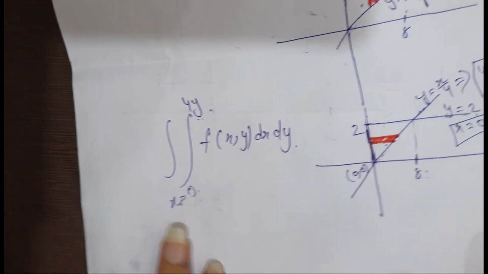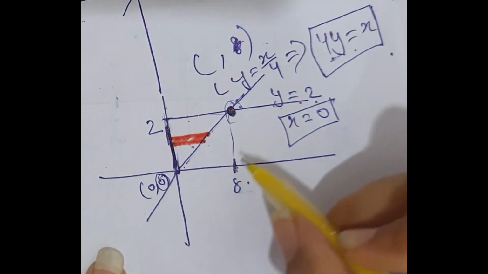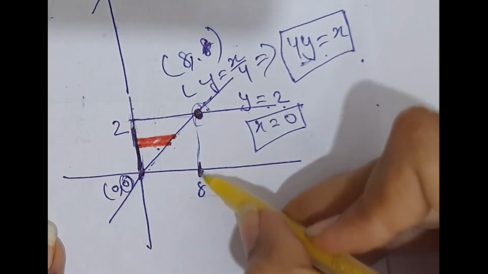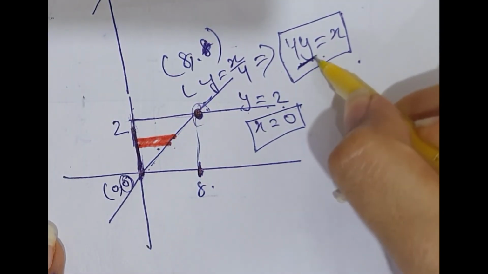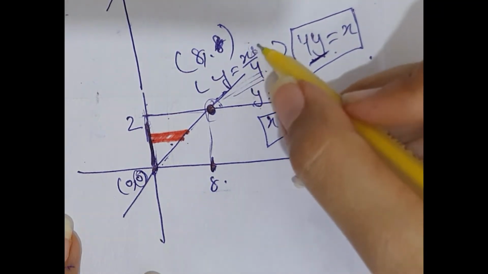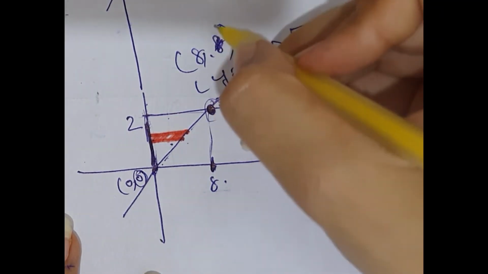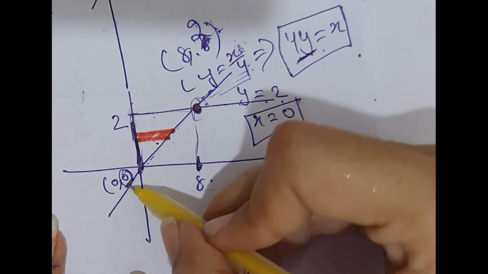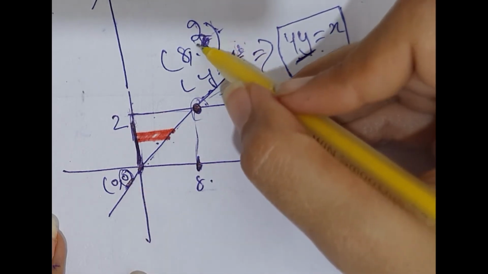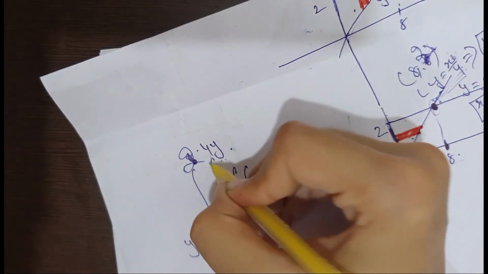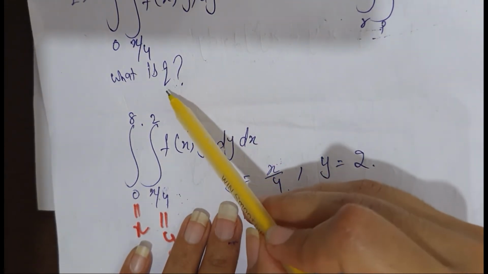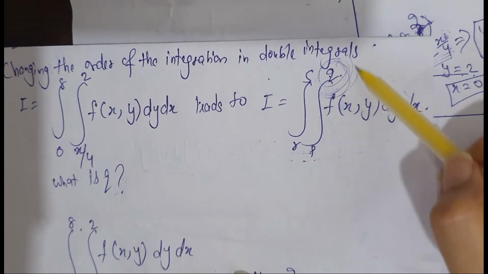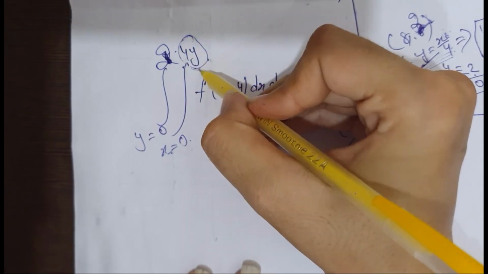Similarly, the limit of y will be constant. Here the value of x is 8, so from this equation you can find the value of y. If x is 8, then the value of y will be 2. So the lower limit of y is 0 and the upper limit will be 2. Now in the question we are asked to find the value of q. This is q. The value of q comes out to be 4y.